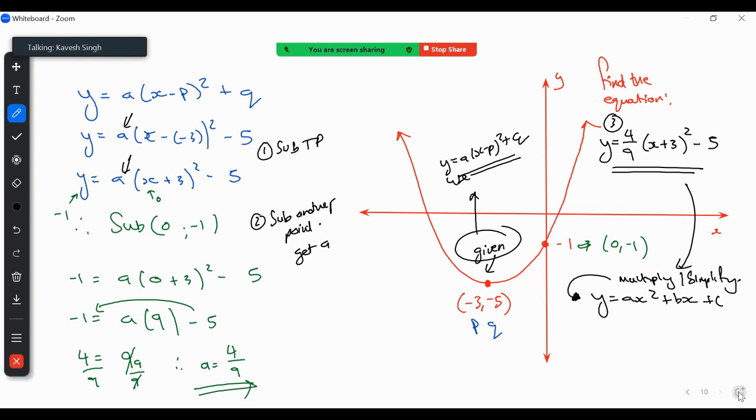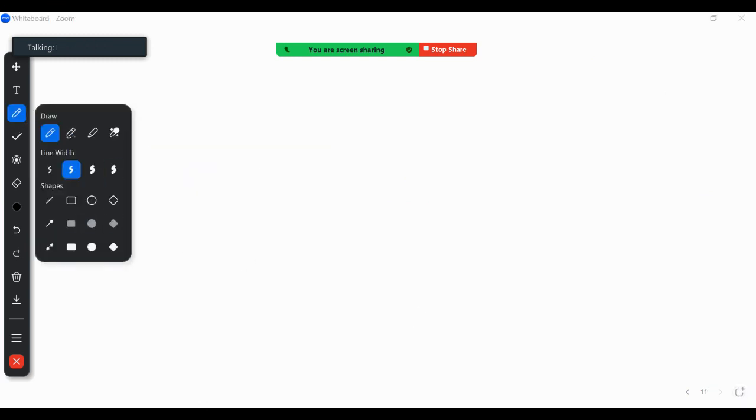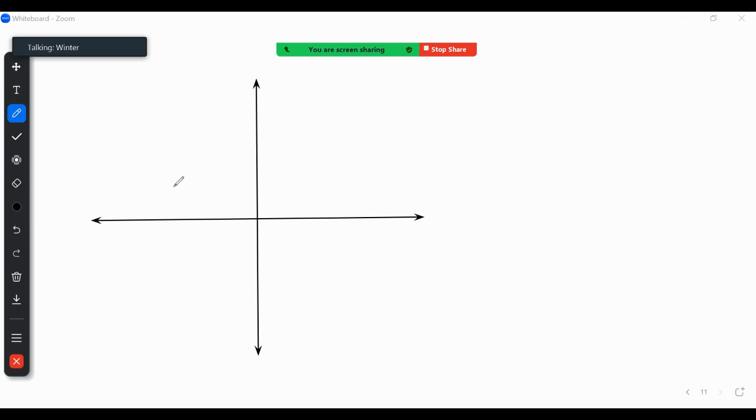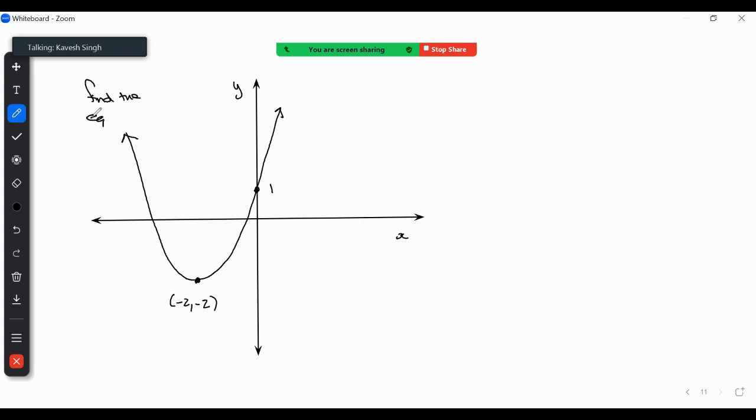All right, let's try one of these. Okay, here's my equation coming through. And my turning point is, let's say, negative 2, negative 2. And my y-intercept here is 1. And you want to find the equation for this parabola.